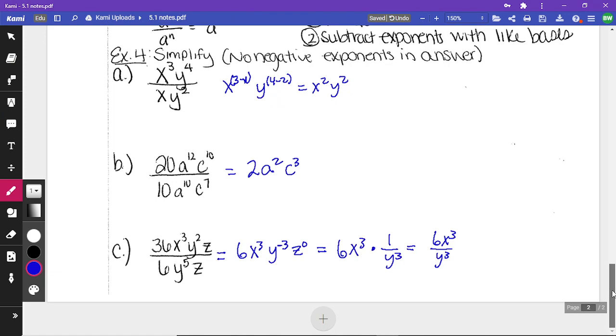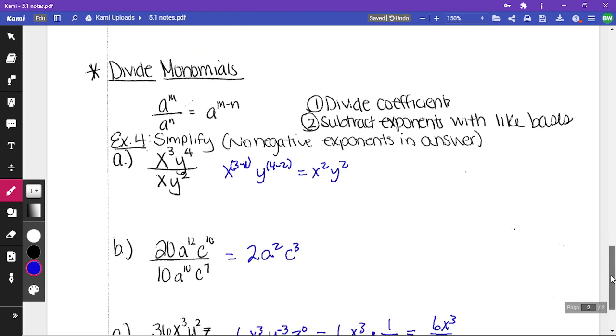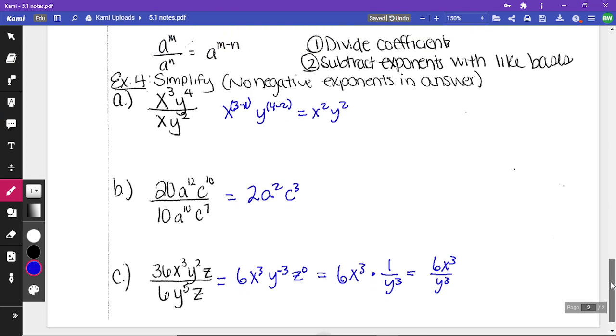So that's the last of these properties and rules that we're going to look at today. So that's all for now.